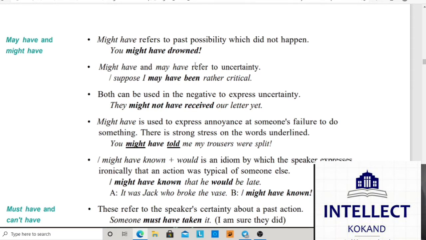Might have and may have refer to uncertainty, like 50-50. I suppose I may have been rather critical. To'g'ri, tan olaman, o'sha kuni juda sal kritika qiluvchi bo'lib turdim, yomonlarga o'chi bo'lib turdim. Sen nima deyman? I suppose I may have been rather critical. O'sha kuni juda xursandchiligim oshib ketibdi-da, nimadir qilib qo'yibman deyapti. Qana nima deydi? I suppose I may have been too happy. Yeah? So you're rather critical. A lot.